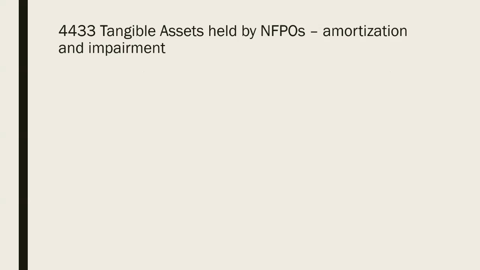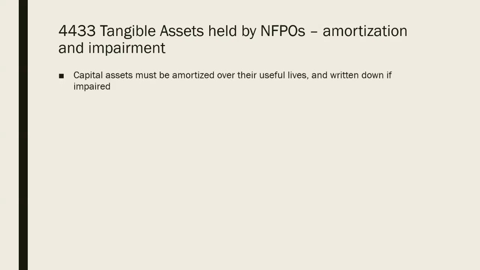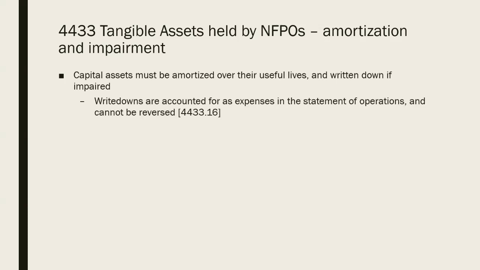Next, amortization and impairment of tangible assets. Just like for-profit organizations, capital assets must be amortized over their useful lives and should be written down if they're found to be impaired. Write-downs are accounted for as expenses in the statement of operations. They cannot be reversed. So any kind of an impairment write-down is not reversible. This is similar to the ASPE requirements.